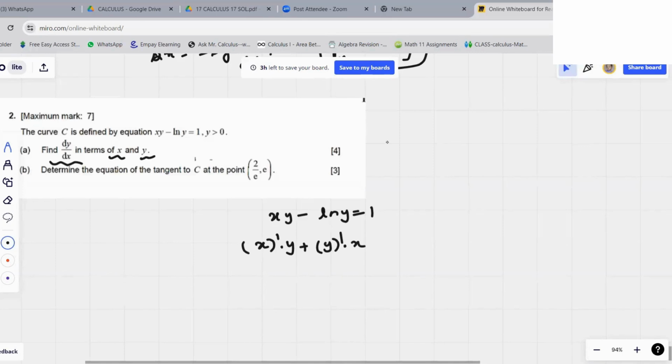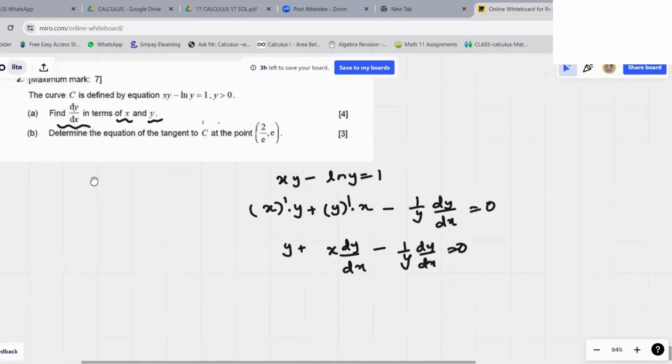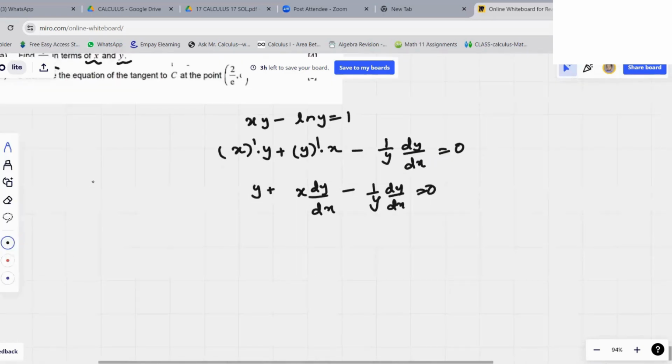So that's minus the derivative of ln y, which is 1 over y. Whenever you are differentiating y, you have to write dy by dx. That should be equated to 0, because the derivative of 1 is 0. Now, what's the derivative of x? 1. So that means just y. Plus, the derivative of y is 1 dy by dx. That means I'm writing x dy by dx minus 1 by y dy by dx. That should be equated to 0. Correct? Now, in both the terms, which is common? dy by dx.